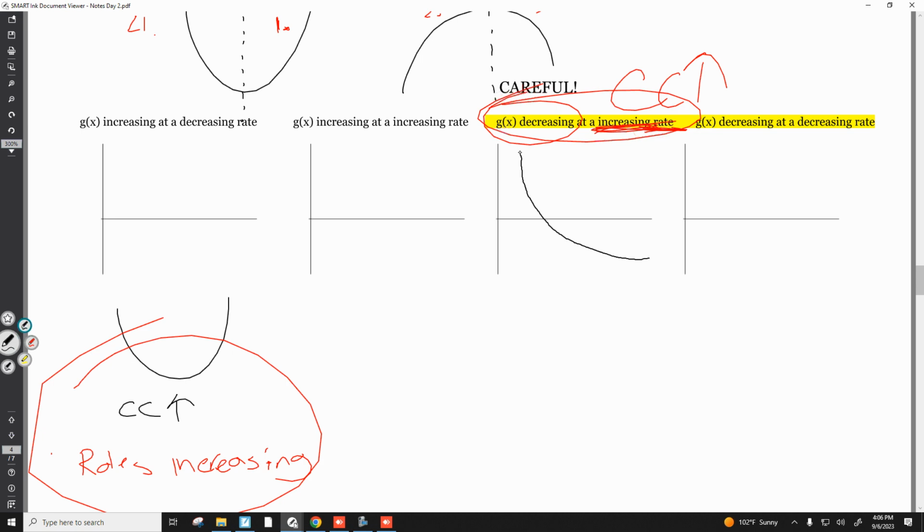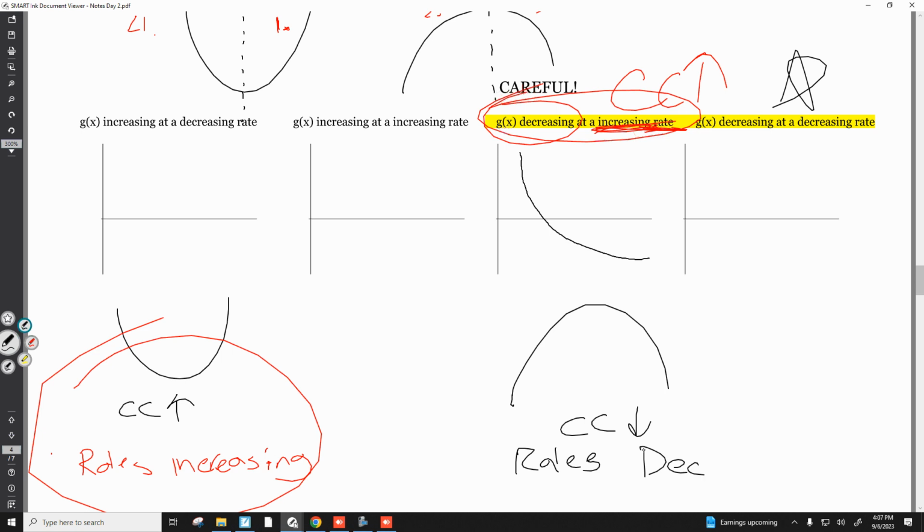Does that make sense? -5 to -4 to -3 to -2 to -1 is increasing. If it was decreasing, it would go -5, -6, -7, -8. Got it? When your graph is concave down, your slopes, your rates are decreasing.